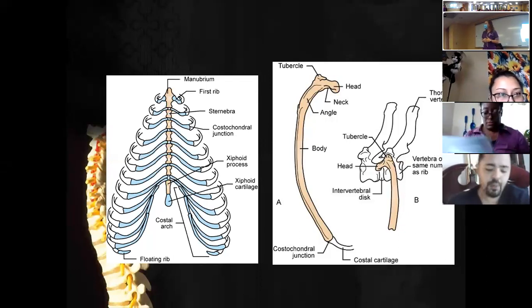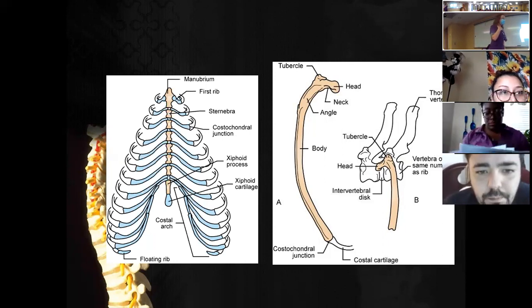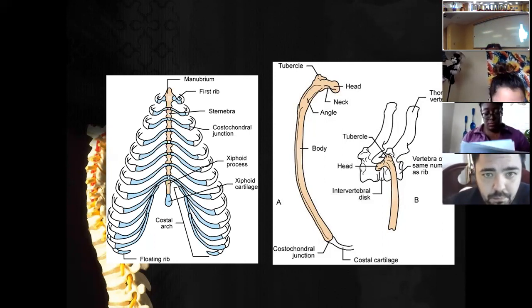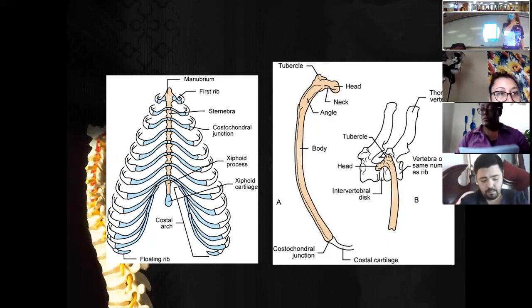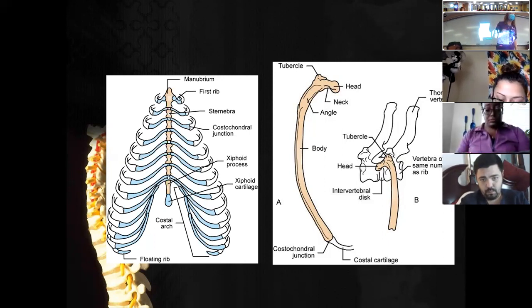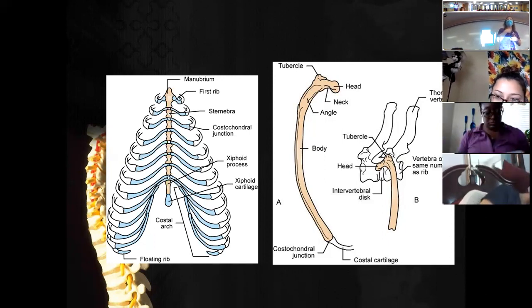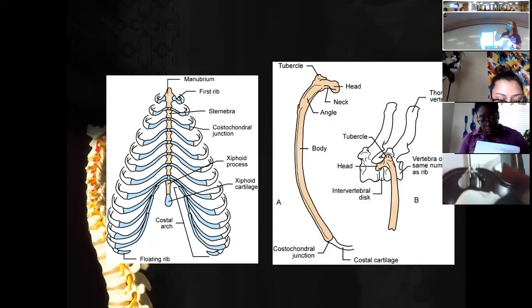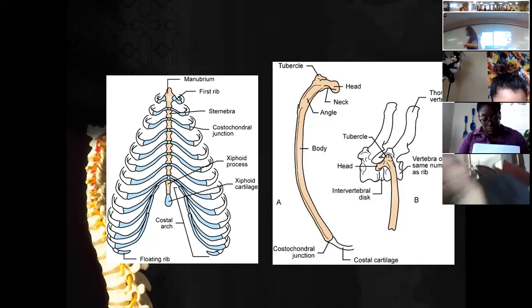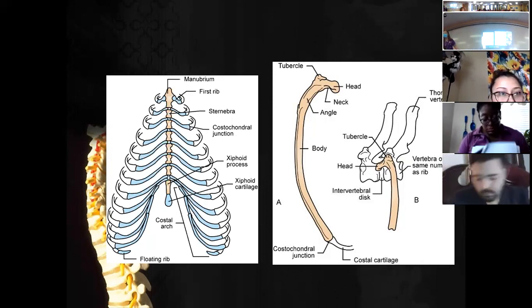xiphoid process. Now, the reason you have that little notch in the manubrium is to give room for your hyoid and other tracheal structures. Your xiphoid process has a humongous bundle of nerves that runs just around it. That bundle of nerves can, in fact, help to stimulate your heart rate. It can also help us when we are doing surgical procedures.